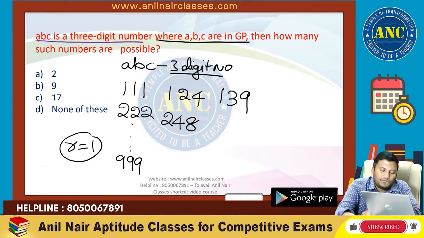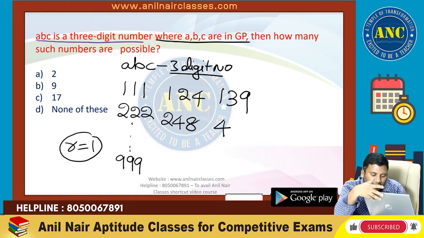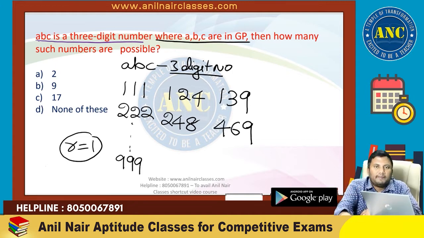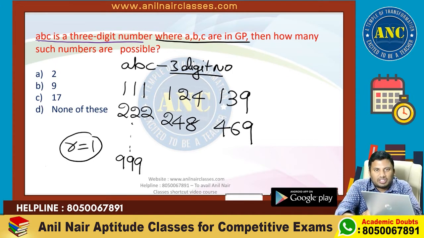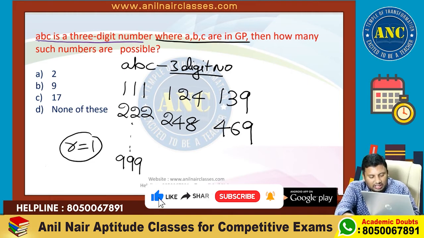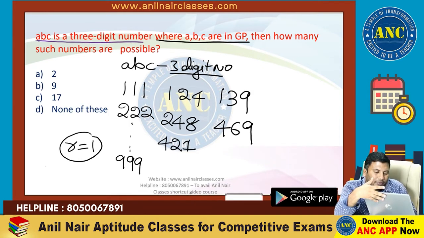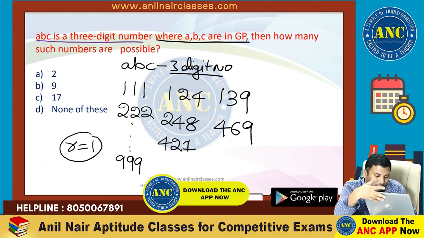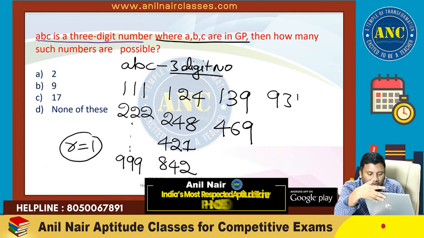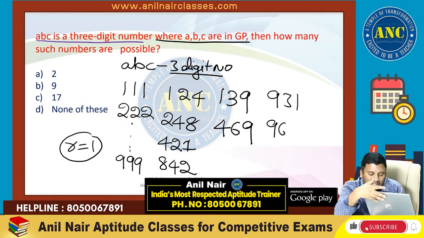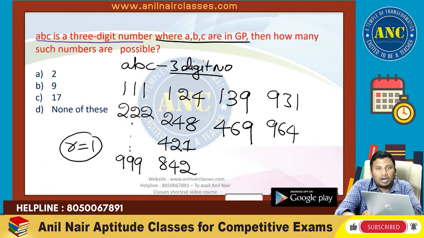139. What is the next number? 469. 469, 36 is equivalent to 4 into 9. So what is any other number that is possible? 421 is also possible. 124, 421, 248, 842, 139, 931, 469, 964. Are you all with me?